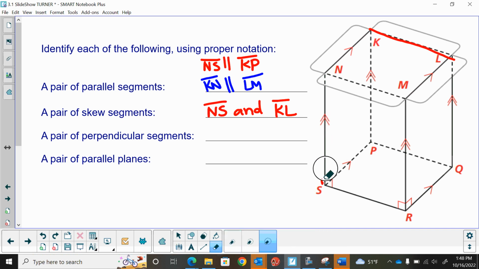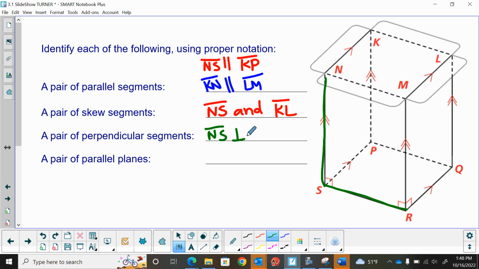Right, and a pair of perpendicular segments. So now we're looking for our right angle. So 2 segments that form a right angle. So let's stick with NS again. Notice how at point S we have a right angle with SR. So NS is perpendicular to SR. So there's one example. You also have 2 right angles here indicated at point R, so you could also have MR and RS are perpendicular, or MR and RQ.